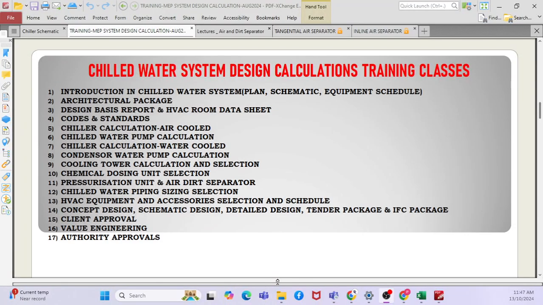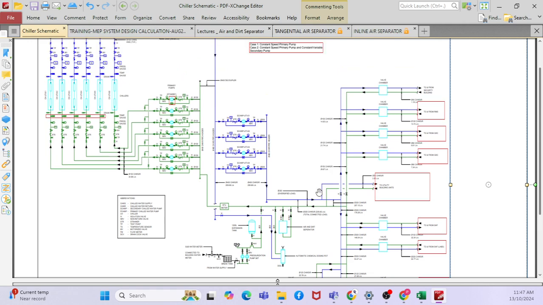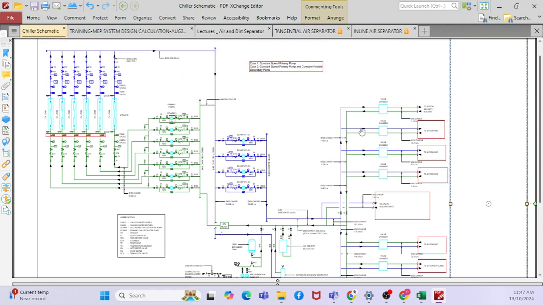Okay, today we will discuss about air separator and dirt separator. I hope I have shared the schematic with everyone. This is one of the chilled water schematic layouts, where it consists of chiller, chilled water pumps, primary pump, secondary pump.